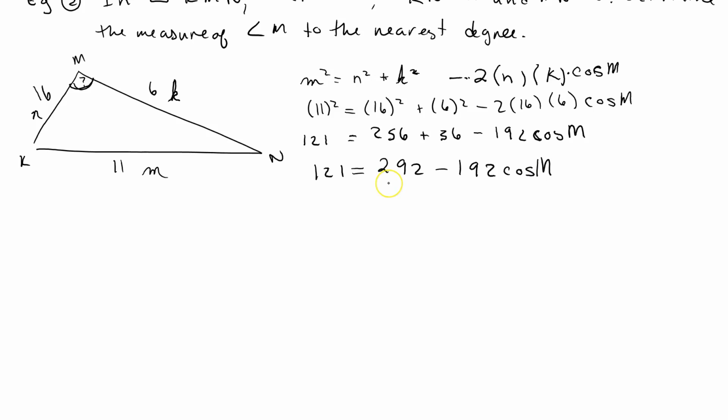I'm going to subtract 292 from both sides. So again, the frequent mistake would be to subtract 192 from 292. But remember, it's 192 times cos m. So I'm going to subtract 292 from both sides, and I end up getting negative 171 equals negative 192 cosine of m.